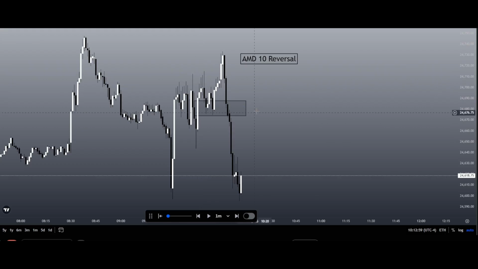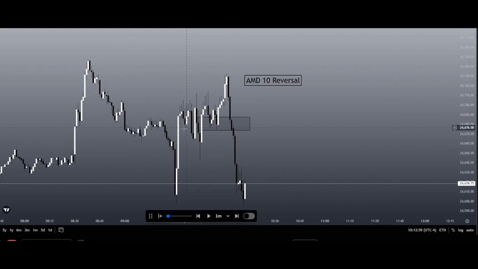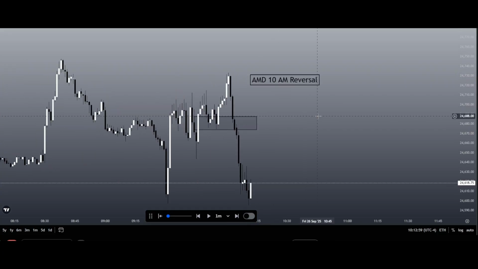This is a really classic iFVG, basically that Judas swing setup with AMD. This can usually happen at either open or at 10 a.m. So I'll show you the 10 a.m. reversal. Yeah, 10 a.m. AMD reversal.